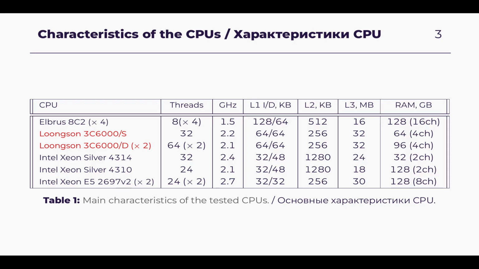For each CPU, we use more than 2 channels of RAM. And also, the first 5 processors use DDR4 RAM. The last one, Xeon E5, uses DDR3.